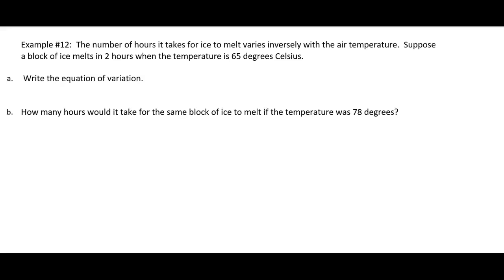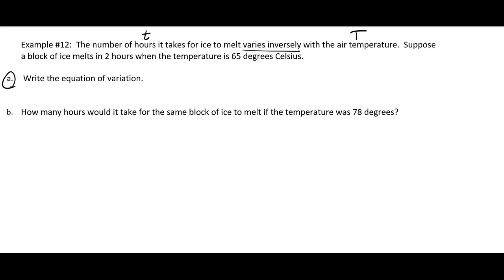The number of hours it takes for ice to melt varies inversely with air temperature. So you've got time. They usually use a lowercase t for time, or you could use h for hours. They don't tell us the variables. And it varies inversely as air temperature. They usually use a capital T for temperature. But if you don't like using little t and big T, you could use H for hours and A for air temperature or something like that. Okay, but I'll go with what I've got, little t and big T.